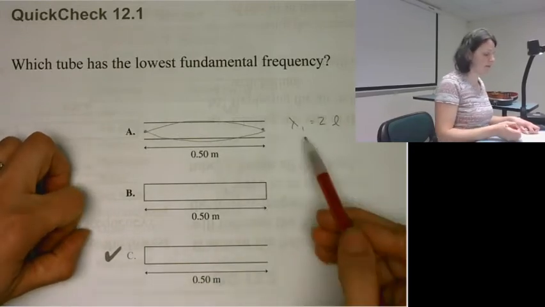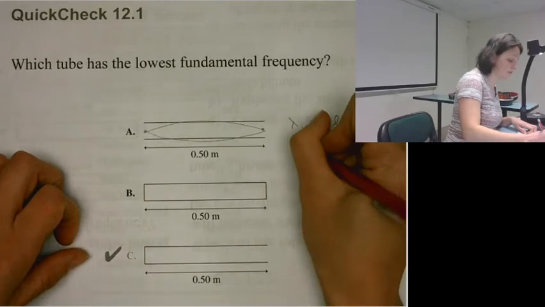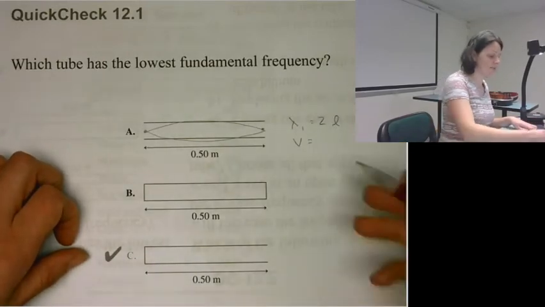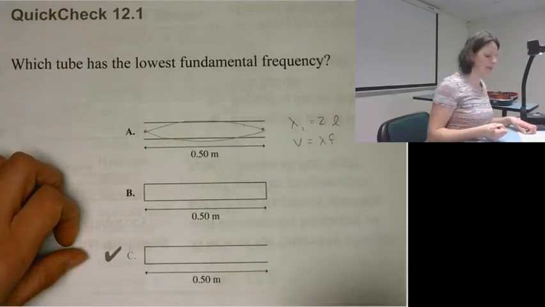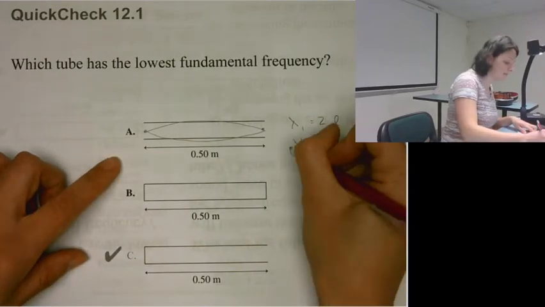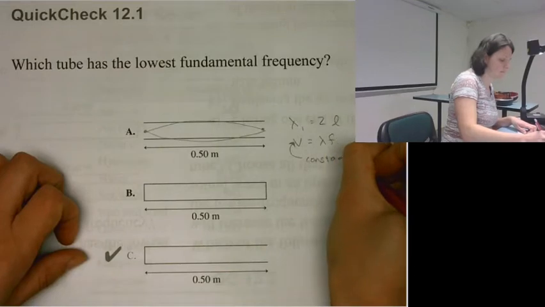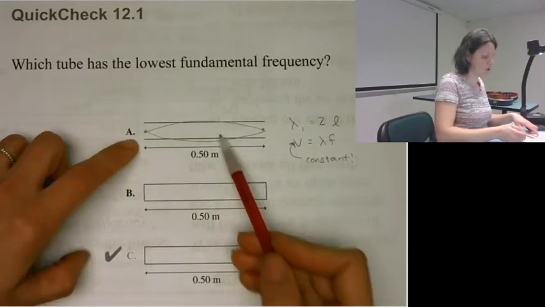Okay, so in order to think about frequency, let's think about the formula for frequency. Remember, there's this formula for the velocity, which is distance over time. And when we plug in distance, which is wavelength, and time, which is frequency, we end up with a formula that looks like that. Okay, so the speed of sound, this is constant. Right, this does not vary from one tube to the other.